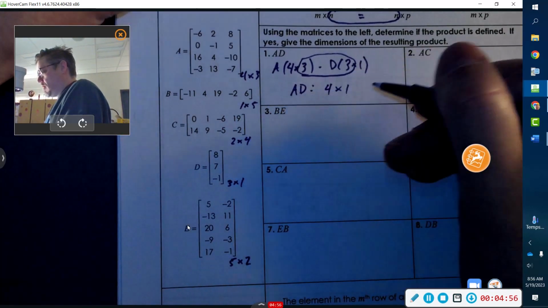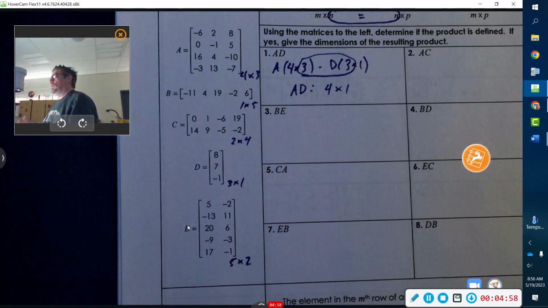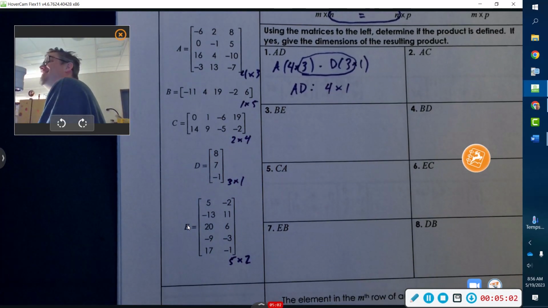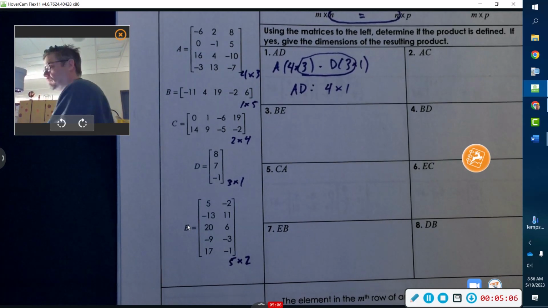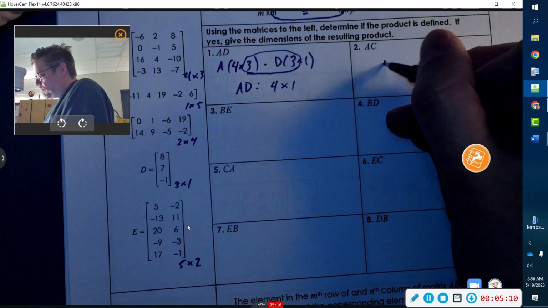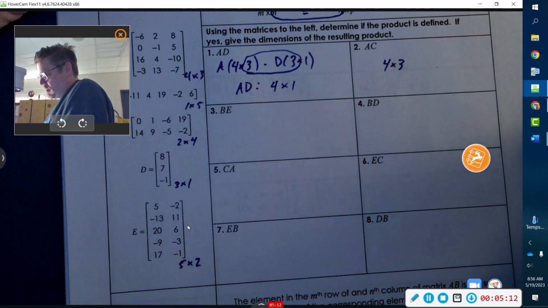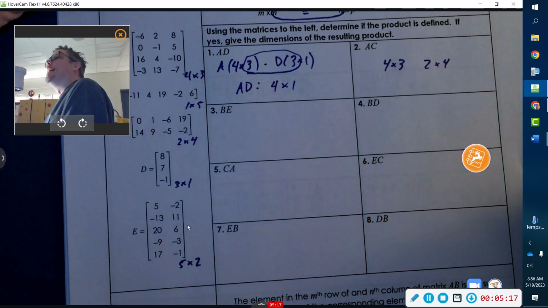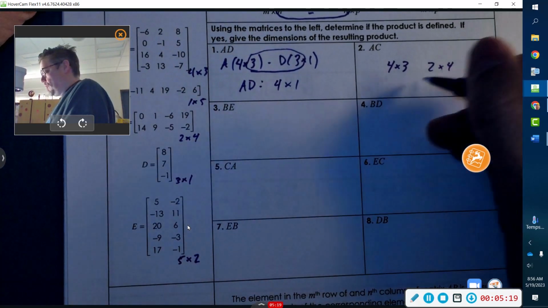Now, we don't know yet how to make this new matrix, but the first part of the battle is just getting those dimensions right. So it would be a 4 by 1. How about A times C? I'm just going to put 4 by 3, and then C is a 2 by 4. Can we do it? No, we cannot multiply those.